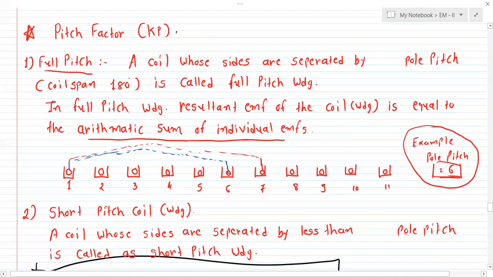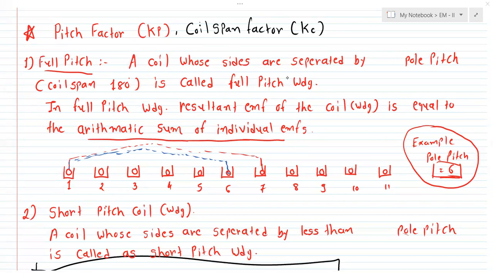That pitch factor is also known as the coil span factor, and it is denoted by Kc. In some reference books it is denoted by Kp, in some it is denoted by Kc. So both are the same. If you are using a reference book and it is written as Kp or Kc, both are the same.